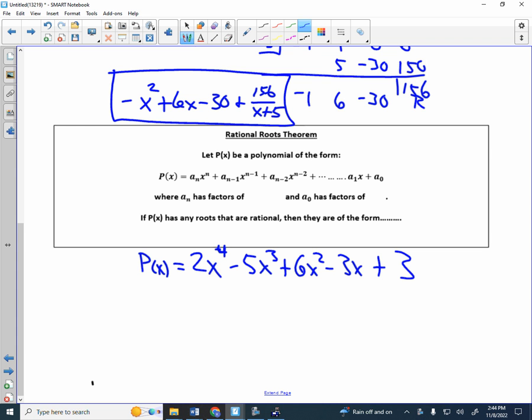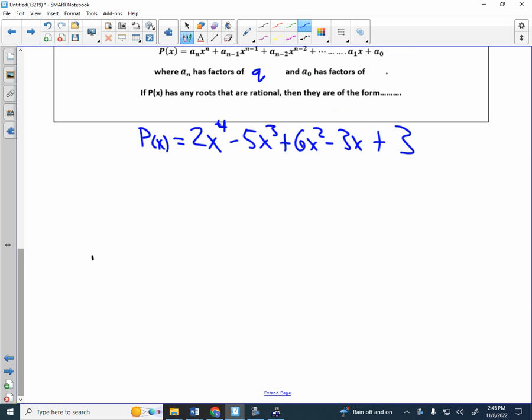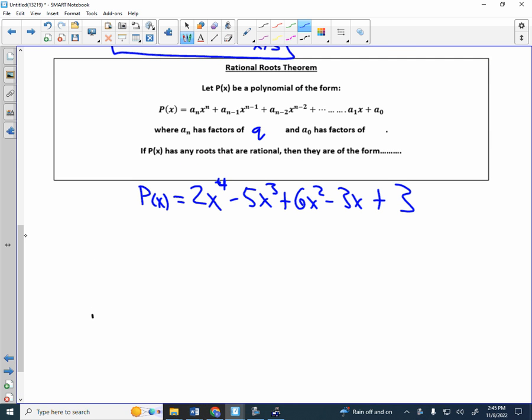And there's a lot of numbers in this world to choose from, right? There's a heck of a lot of numbers, from negative infinity to infinity. Here's what the rational roots theorem says. It says, suppose you have a polynomial like that, where a sub n, the lead coefficient, has factors of q. So we call this 2 here up front a q. What are factors of 2? 1 and 2. Agreed? That was easy, right?